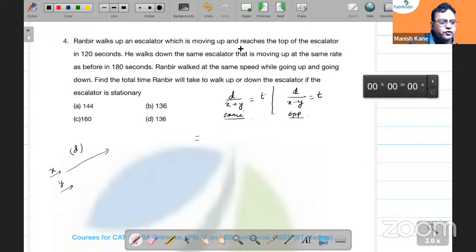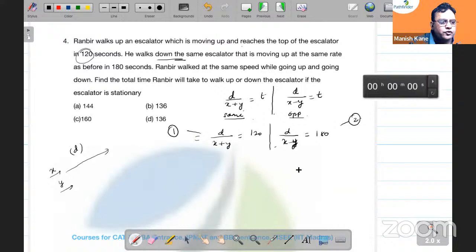Now it's said that when Ranbir walks up an escalator which is moving up, he takes 120 seconds. That means d upon (x plus y) is 120. This much is known. And when he walks down the same escalator, that means d upon (x minus y) is 180 seconds. And his rate going up and going down is the same. So let us call this equation 1 and this equation 2.